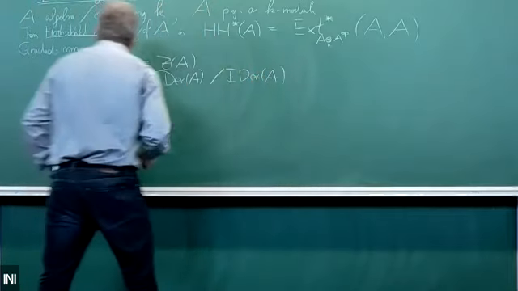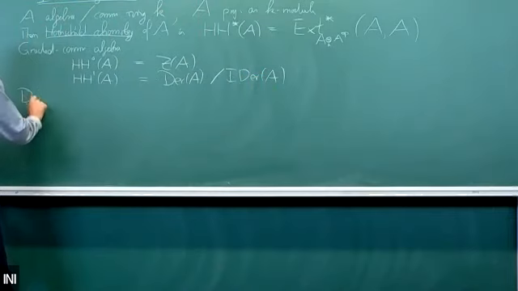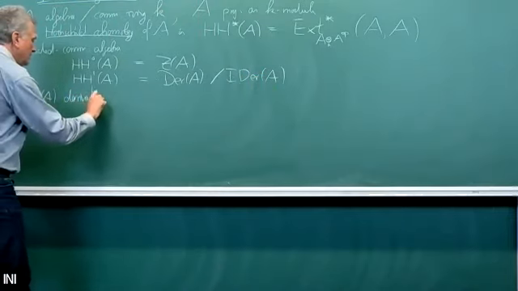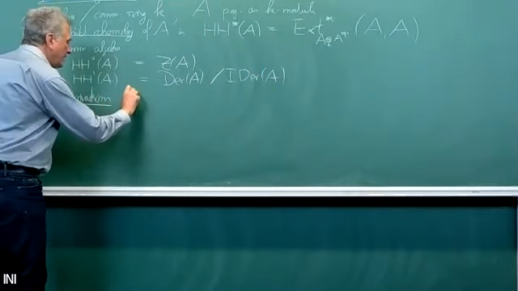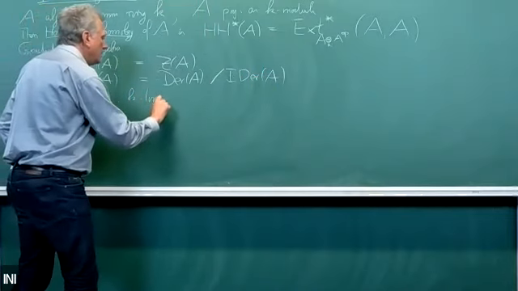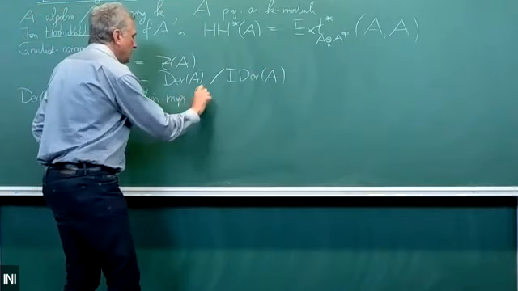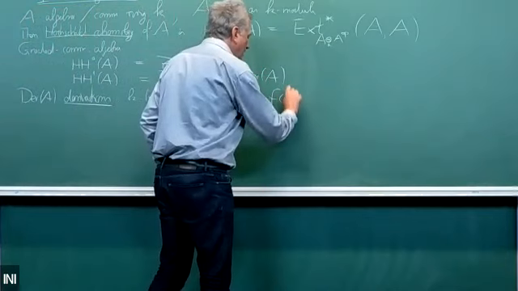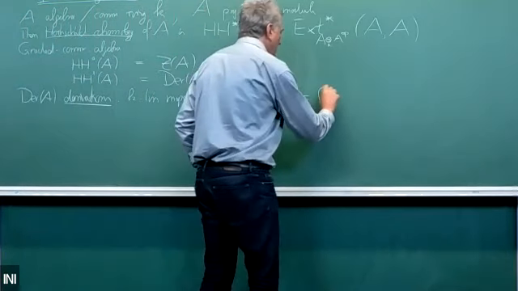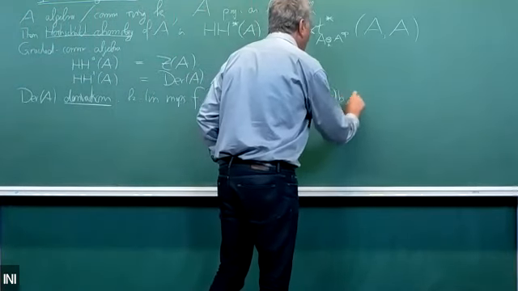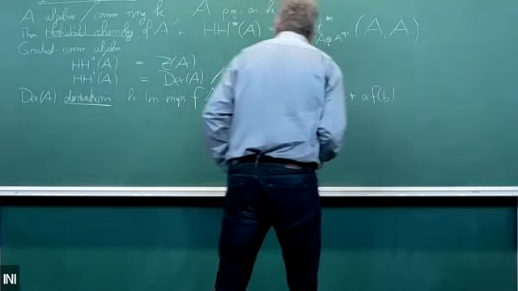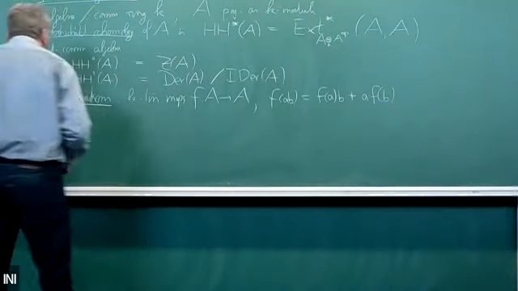So what do I mean by derivations? They're K-linear endomorphisms f of A which satisfy the Leibniz rule. So that f of a product is f(ab) = f(a)b + a f(b), and that has to hold for all elements a and b in the algebra A.